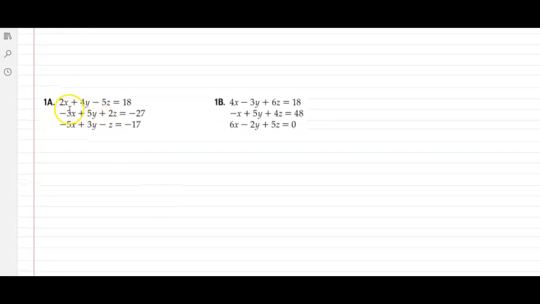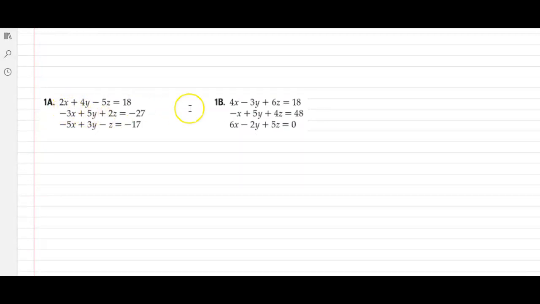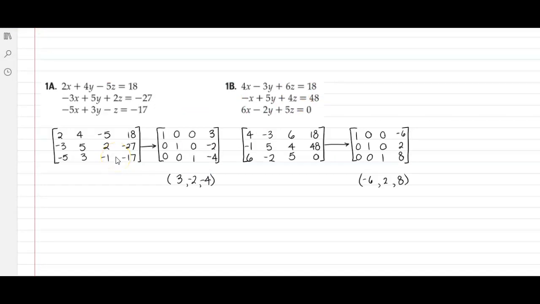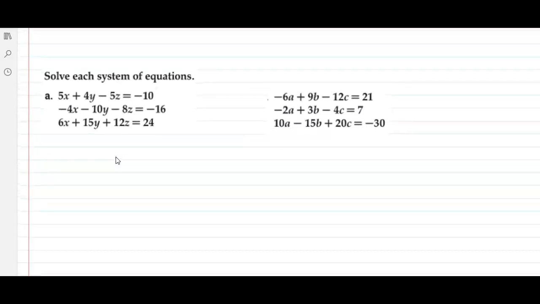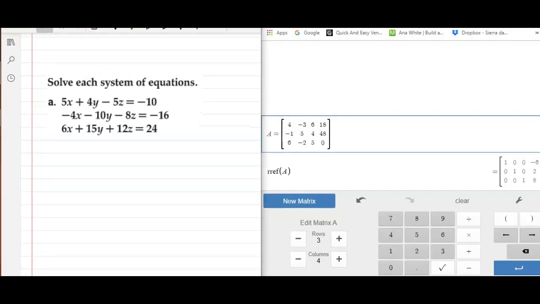Let's pause the video and try 1A and 1B and see what you get. You may use the matrix method if you prefer, or you can try it by hand. Hopefully for your answers, you were able to get 3, negative 2, negative 4 for the first example, and negative 6, 2, 8 for the second example. Let's try this next one together.